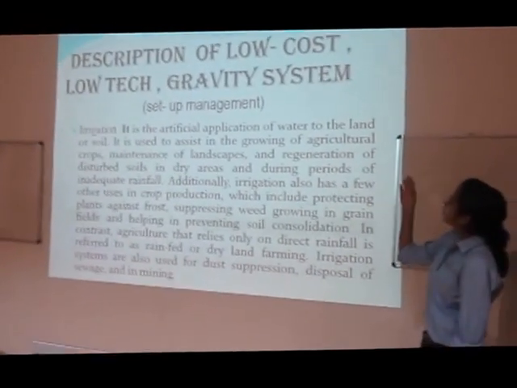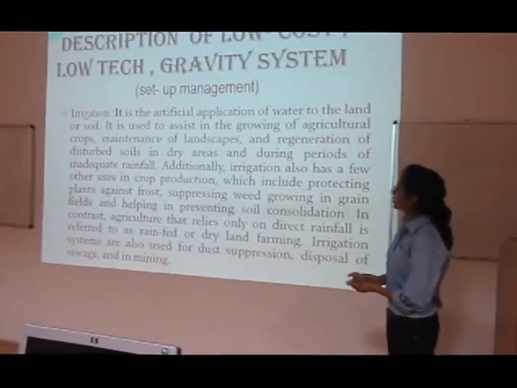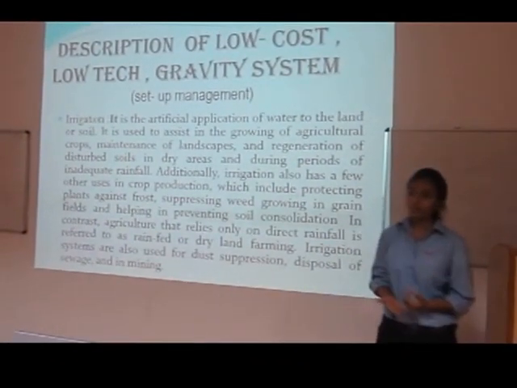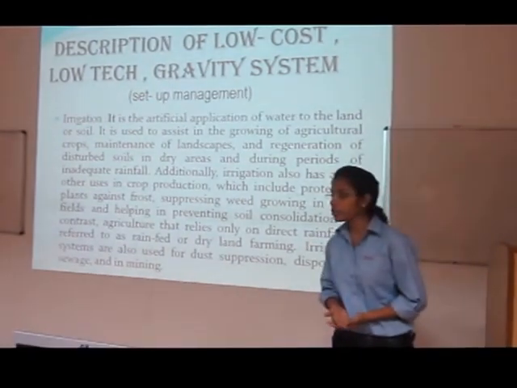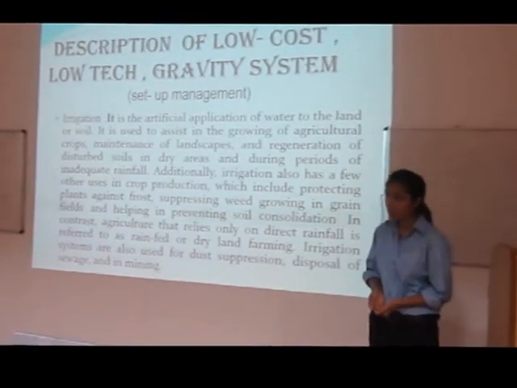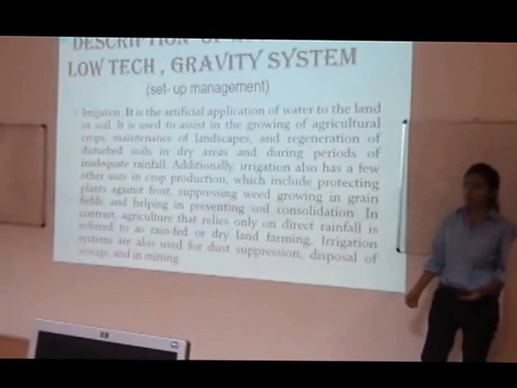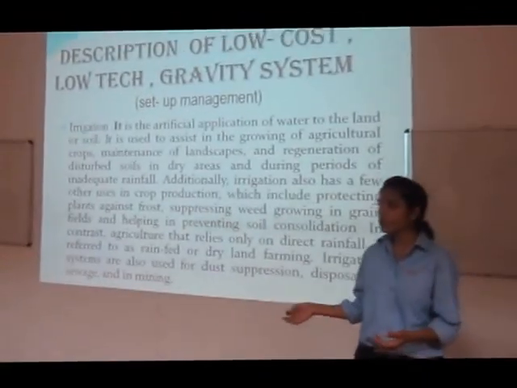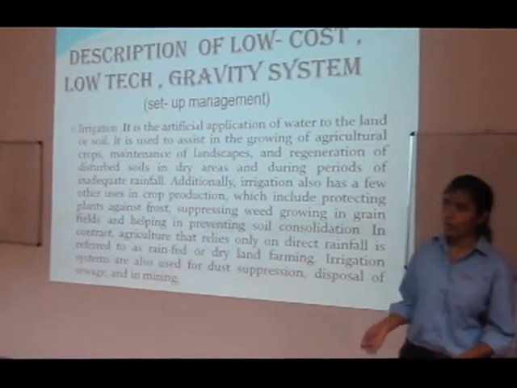Now the description of low-cost, low-tech gravity system setup management, as I have talked before about it, it has mainly two things, which consist of the irrigation and the fertilization method. Irrigation, as you know, means to irrigate the land by providing it with the means of water for the plants to grow well.